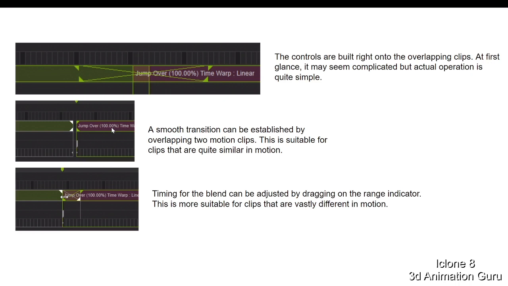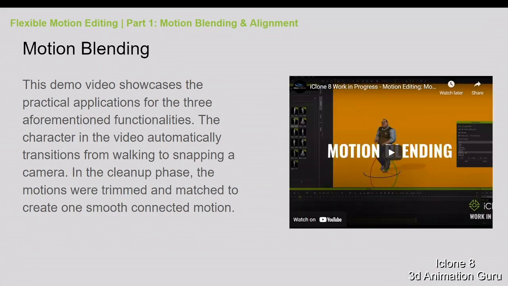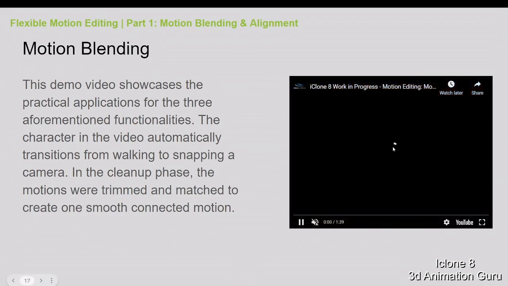So then we have the motion blending. This demo video showcases the practical application of the three mentioned functionalities. The character in the video automatically transitions from walking to snapping a camera in the clear face. The motions were trimmed and mashed to create a smooth connection. So you see they did some work, but let's see what the character is doing first, so that we can have a very clear idea.